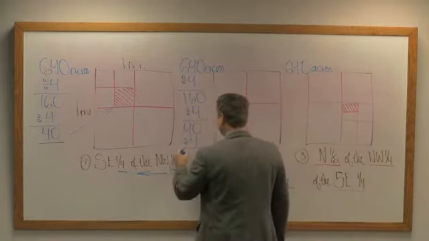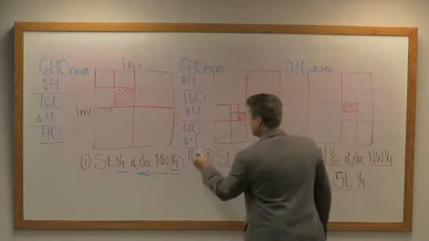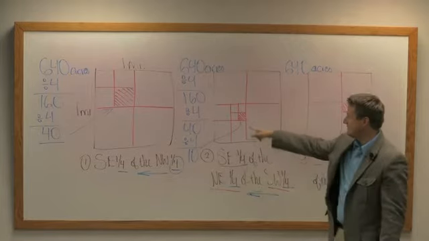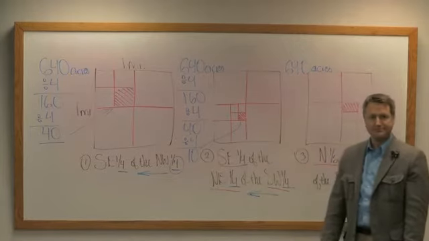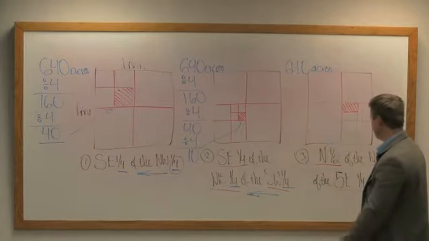So what do you get? 10. So 10 acres in that parcel. Finally, again, starting with 640 acres.